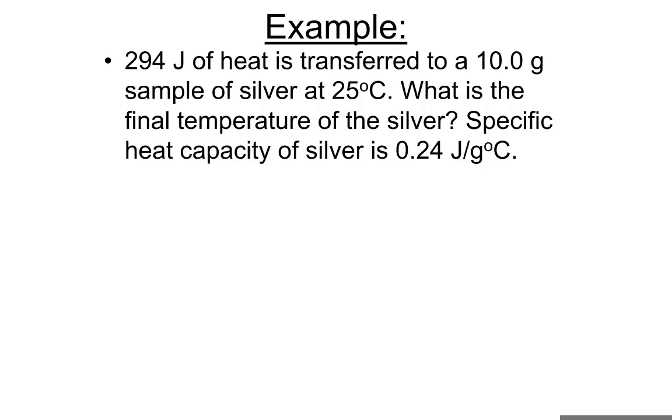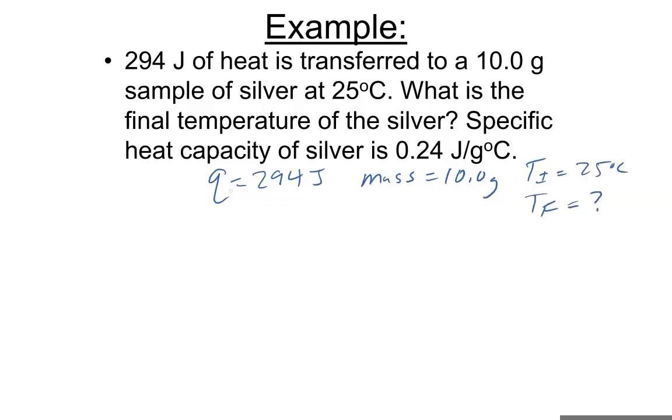Okay, so let's take a look. We got our Q, which is 294 joules. Again, we have our mass, which is 10 grams. We have our initial temperature here, which is 25 degrees Celsius. We're looking for a final temperature, and we do have our specific heat capacity, which is 0.24 joules per gram per degree Celsius. So again, try not to get these two confused. It's a very common error. People always swap them out for the wrong side.